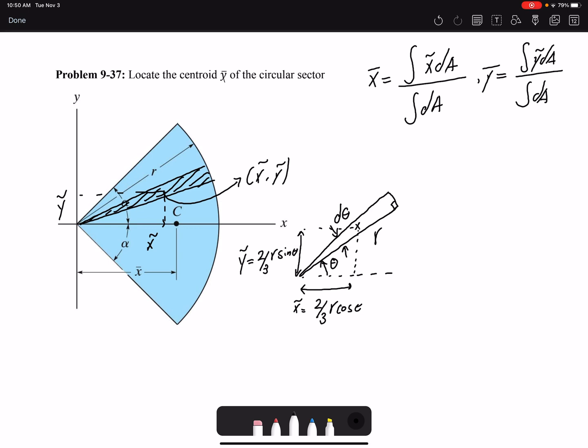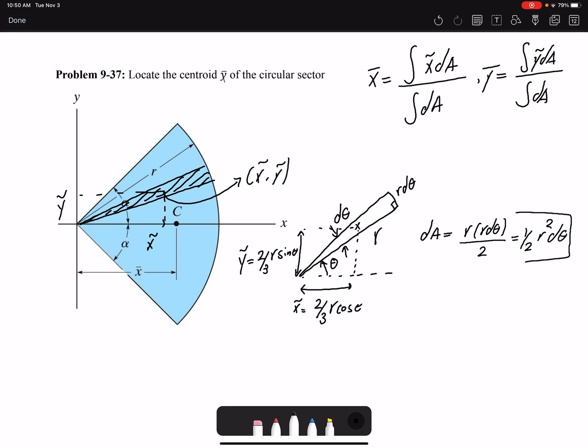So now that I have my x tilde and y tilde, the next task is to find the area of this differential element. So if the radius is r, this distance would be r d theta, and the area of a triangle is simply the base times the height divided by 2. So half r squared d theta.